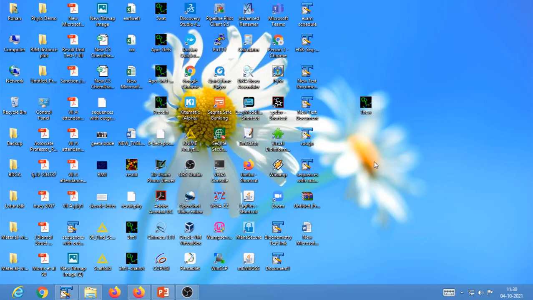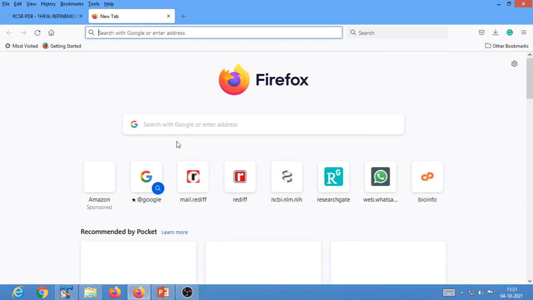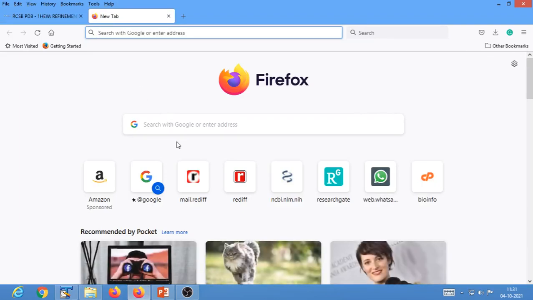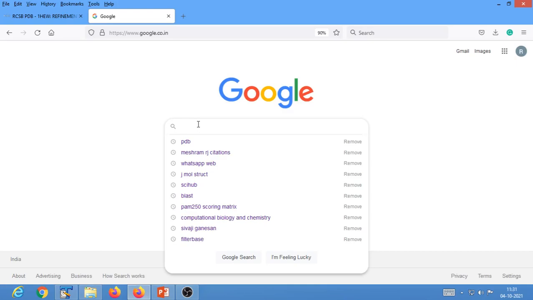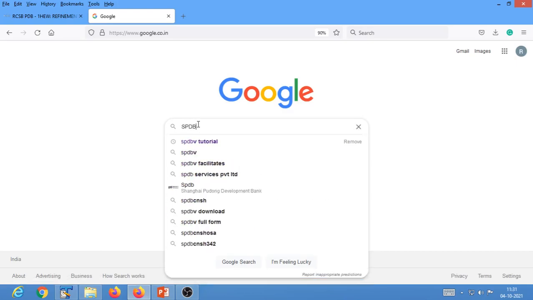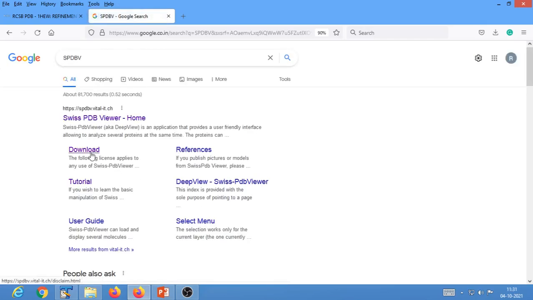Usually for structural visualization there are many options available. There are many computer programs that you can use. For example, you can use PyMOL, you can use RasMol, you can even use VMD. But for our demonstration purposes, most of the time we will be using SPDBV. You can search for SPDBV. Go to the download page of Swiss PDB Viewer.